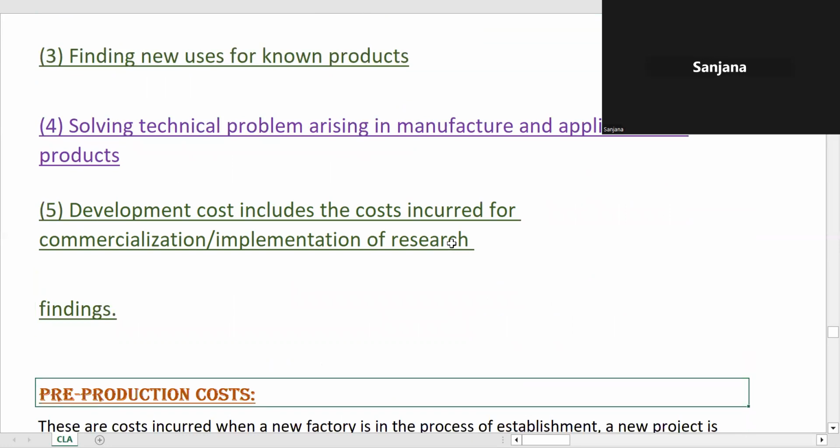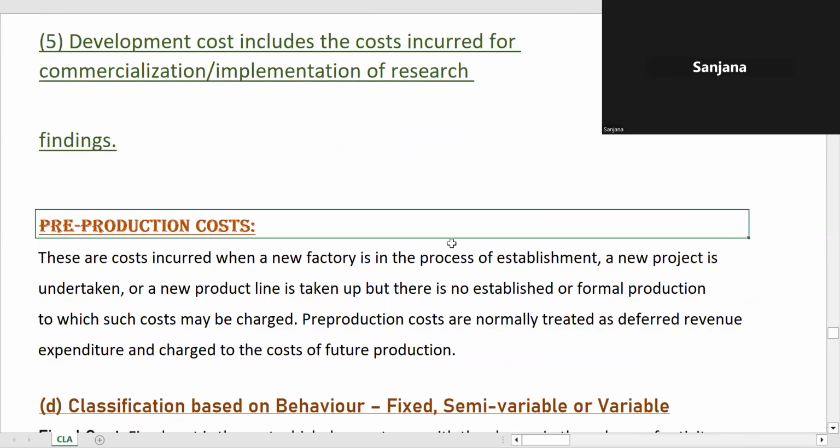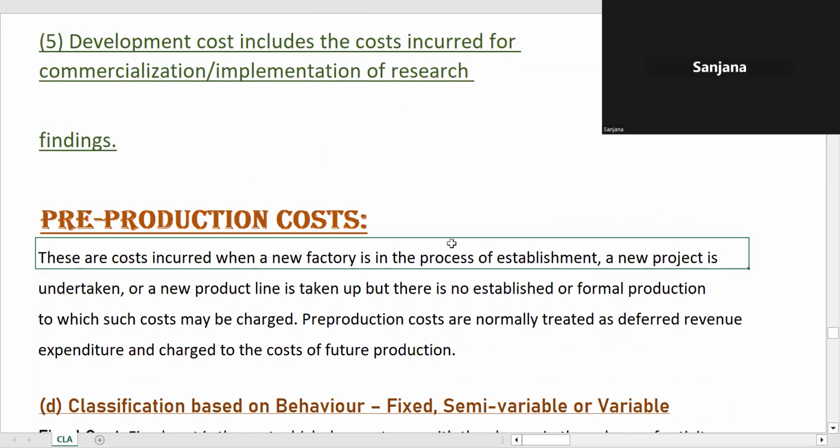Now there's one term which we have to see here. It's called pre-production costs. As the name suggests, it is cost before production. So you have, say, established the factory, everything has been done. Then there are certain costs. Before you do the real production, you have to incur some costs.